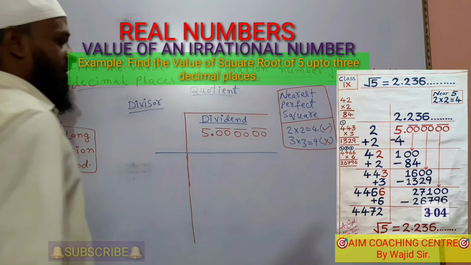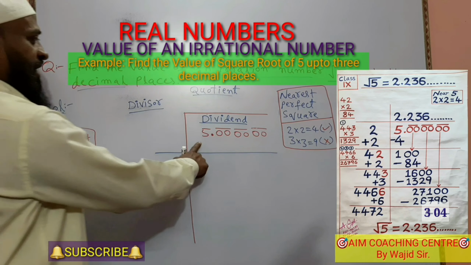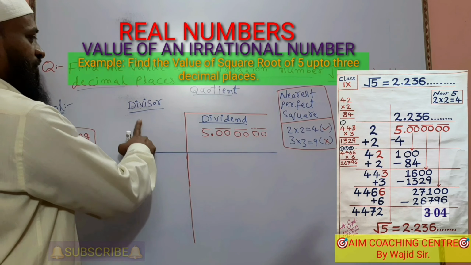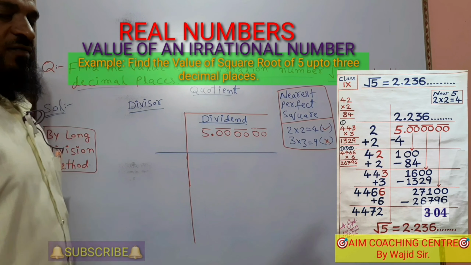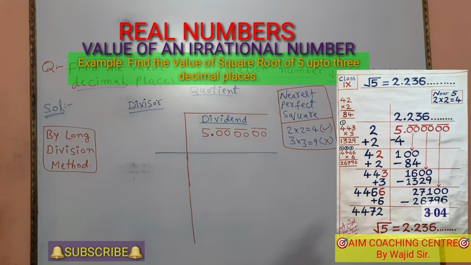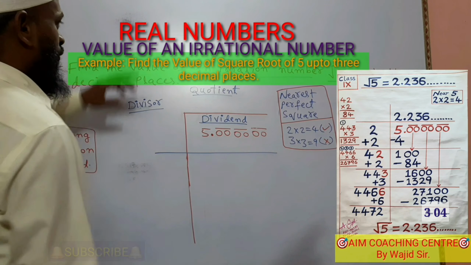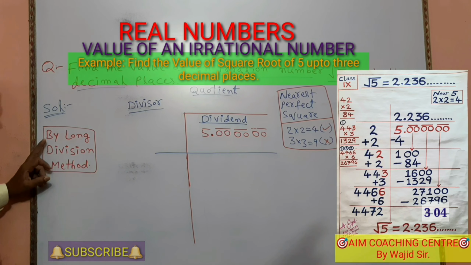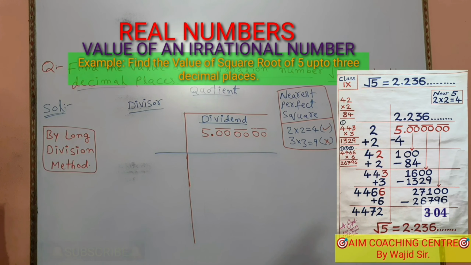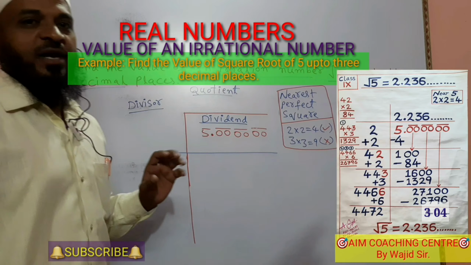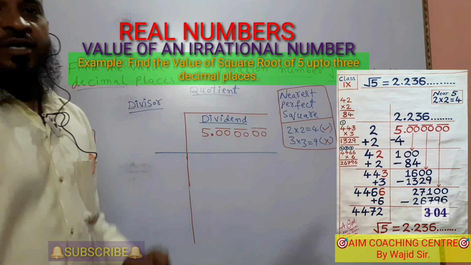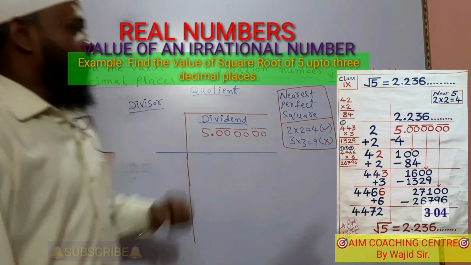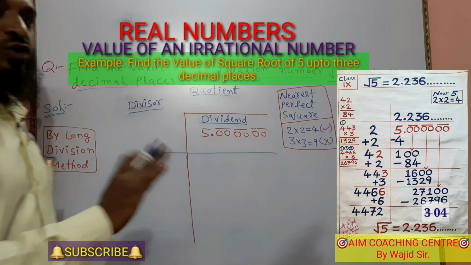First of all, write 5 in the dividend, and we have to start with division and with the quotient. We have a very simple method for finding the value of an irrational number. This method is called the long division method. By the long division method, we can simply find the value of the irrational number square root 5. Let's see how to start.